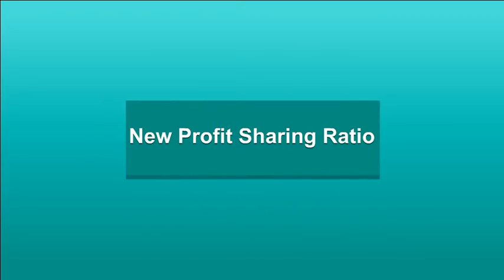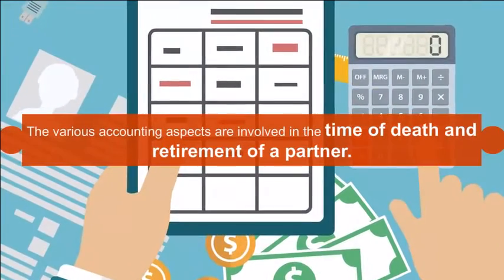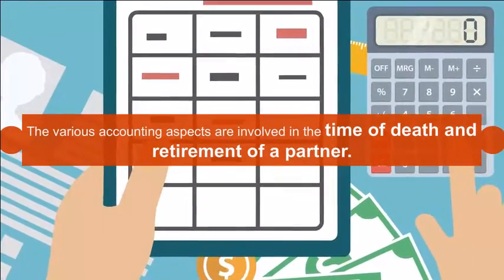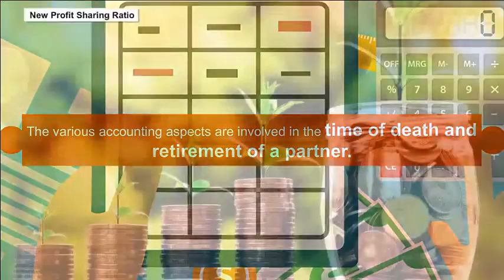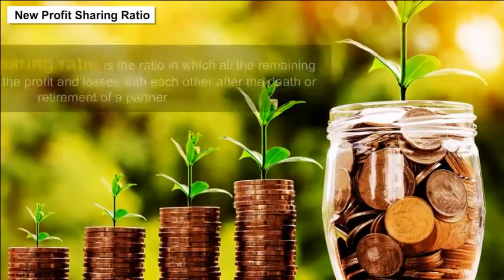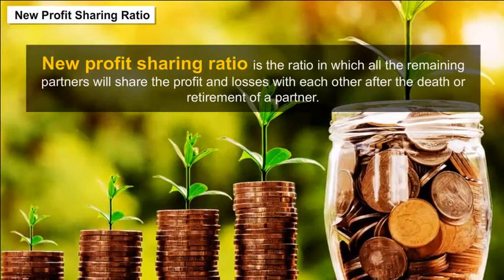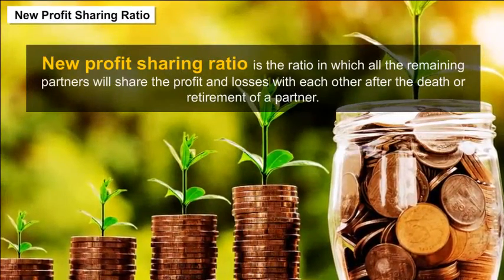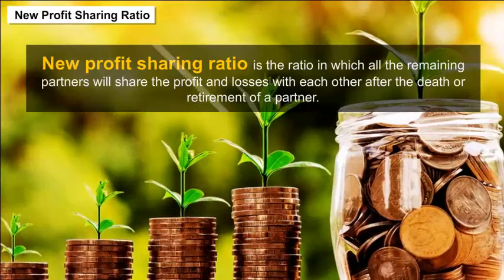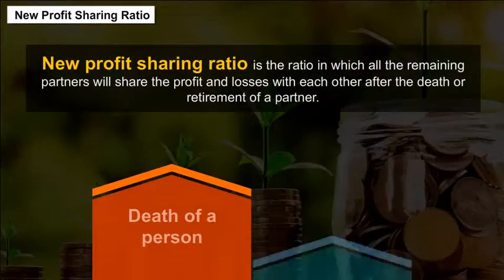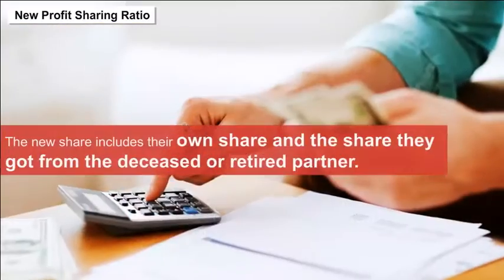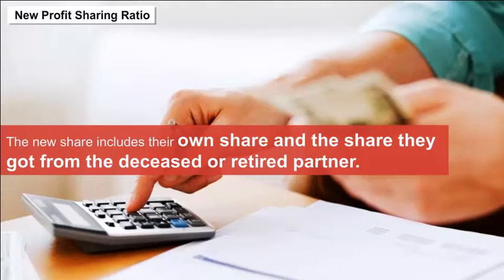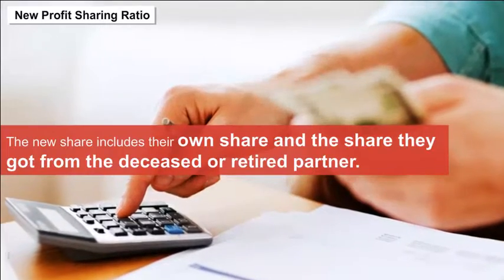New profit sharing ratio. Various accounting aspects are involved at the time of death and retirement of a partner. The new profit sharing ratio is the ratio in which all the remaining partners will share the profit and losses with each other after the death or retirement of a partner. The new share includes their own share and the share they got from the deceased or retired partner.